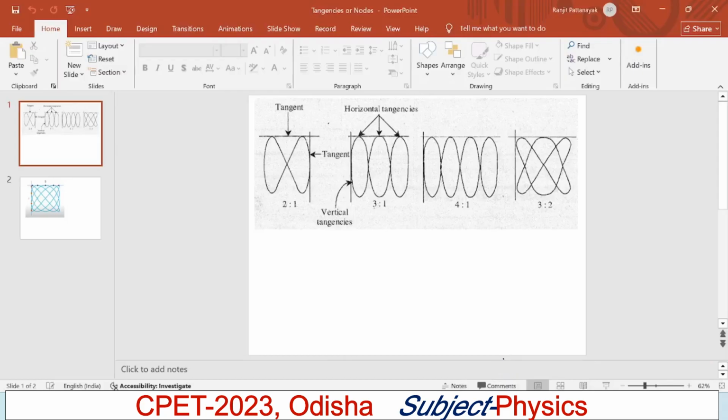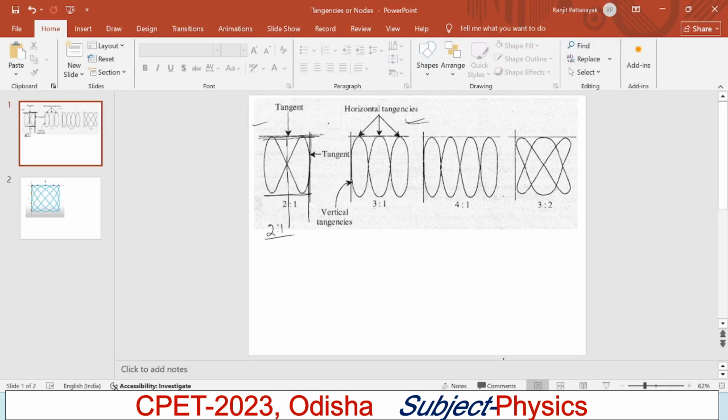For this figure, here you can see this is one tangent, this is one tangent. Okay, this is the vertical tangent. Here I can draw one tangent, here also I can draw one tangent. So vertical tangents are 2, horizontal tangents are only 1. Okay, so here vertical tangent is 2, horizontal tangent is 1.